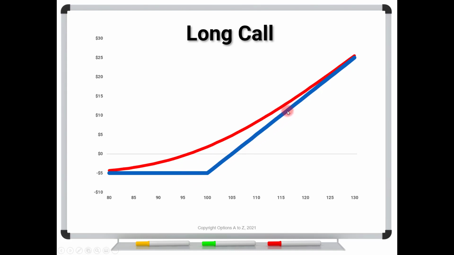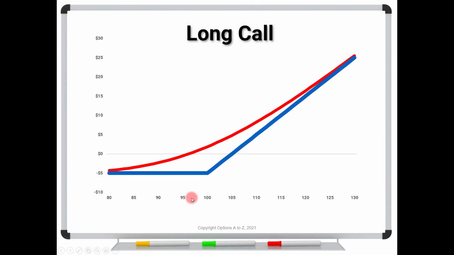So we have positive deltas. We want the stock to move. That's what the graph is showing us. The higher the stock price moves, the more money we make. It's a very bullish position. And we can also see our current graph right here in red is showing that we will start adding to our deltas. So we've got very low deltas down in here, almost zero down here on the far left.